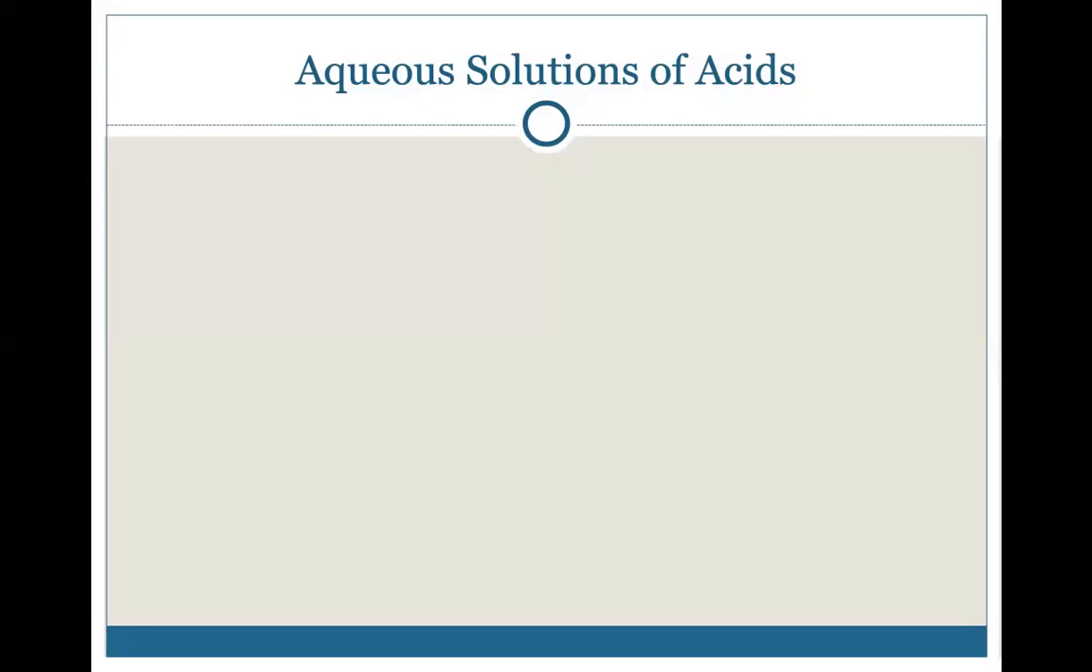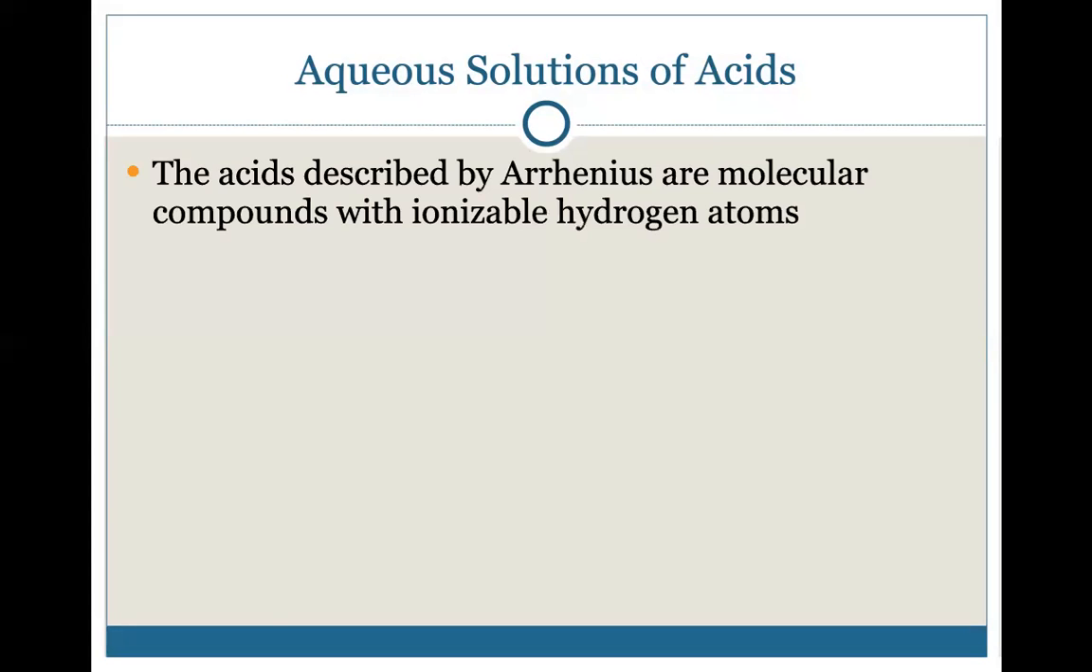Today, what we're going to do is look at the three definitions of an acid and base. Okay, so it's going to start with somebody named Arrhenius.